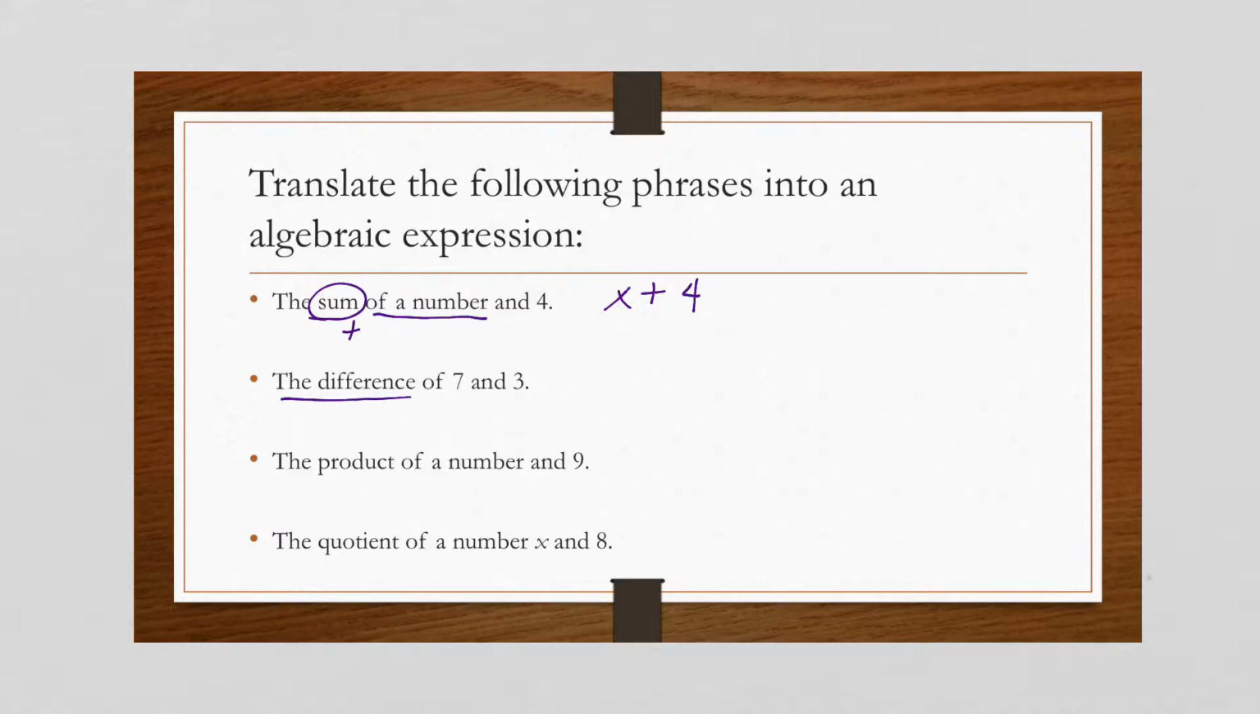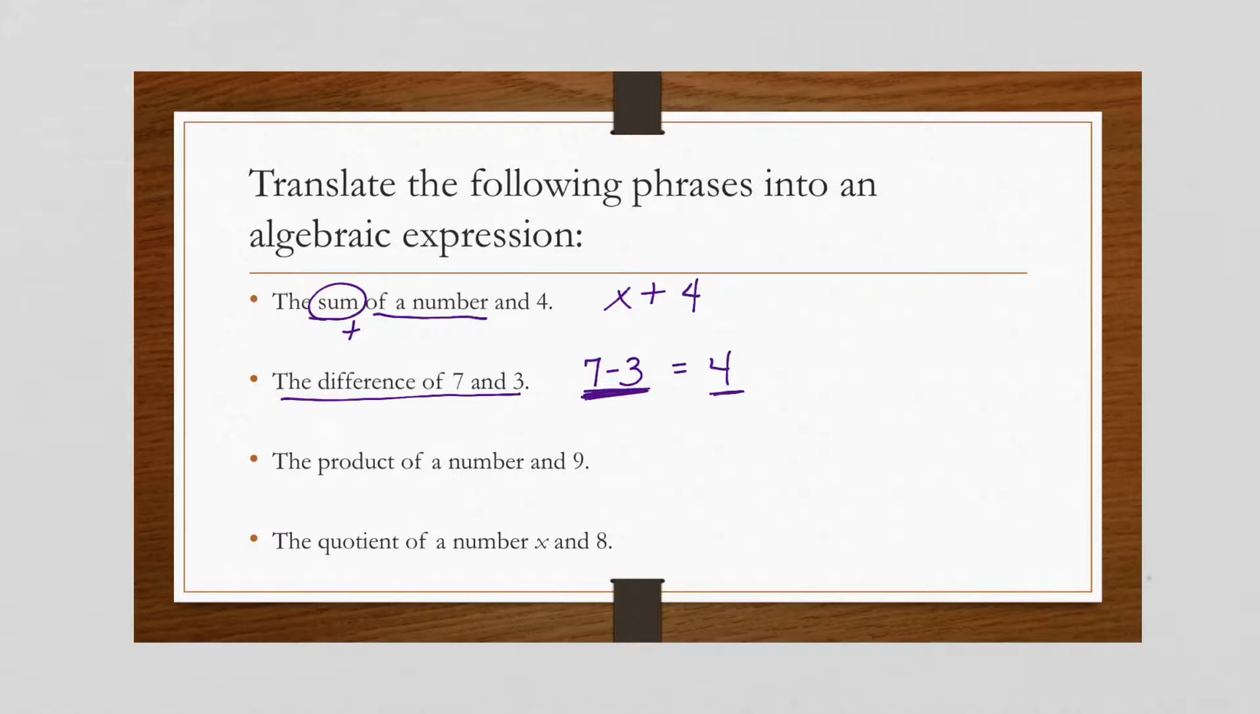Okay, so this says the difference of 7 and 3. Difference means subtraction, so I would do 7 minus 3. And I can actually do that math because there's no variable in there. So 7 minus 3 is 4. But what I would be looking for is this right here. And then this, of course, is just that simplified.